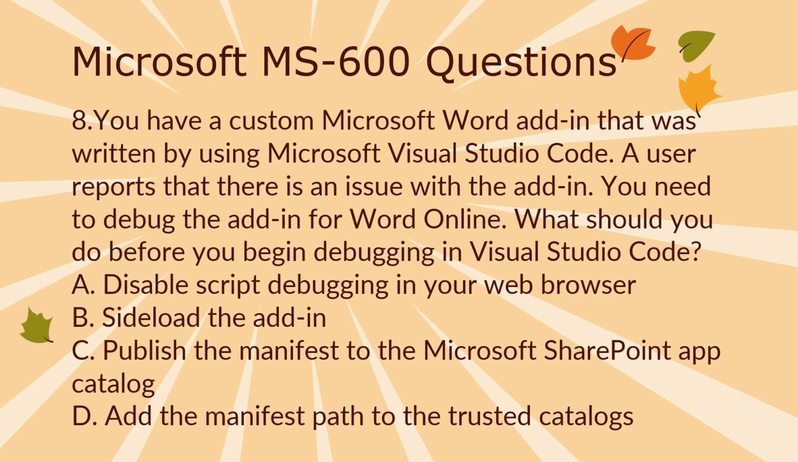8. You have a custom Microsoft Word add-in that was written by using Microsoft Visual Studio Code. A user reports that there is an issue with the add-in. You need to debug the add-in for Word Online. What should you do before you begin debugging in Visual Studio Code? A. Disable script debugging in your web browser. B. Sideload the add-in. C. Publish the manifest to the Microsoft SharePoint app catalog. D. Add the manifest path to the trusted catalogs.